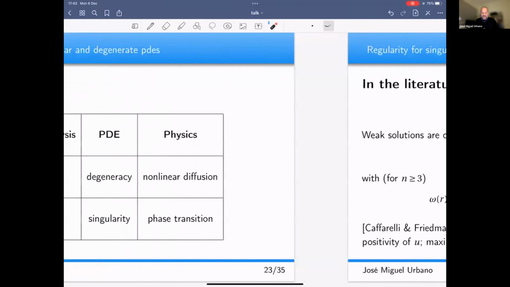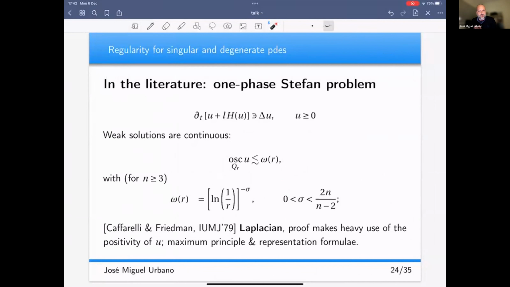And then you may want to ask, what is the modulus of continuity? What was known until some years ago was from the late 1970s, early 1980s. So in the one phase case, when you don't have PDE on the ice, so you just have that u is less or equal than 0, the modulus of continuity that was known was this one. And this was by Caffarelli and Friedman. So, log of 1 over r to a certain power.